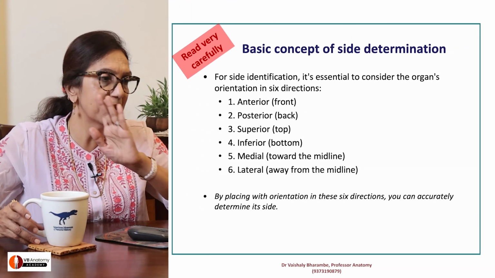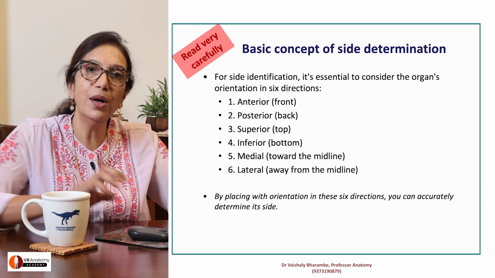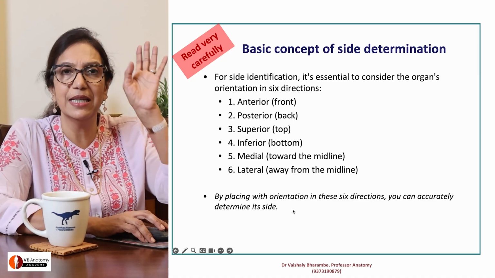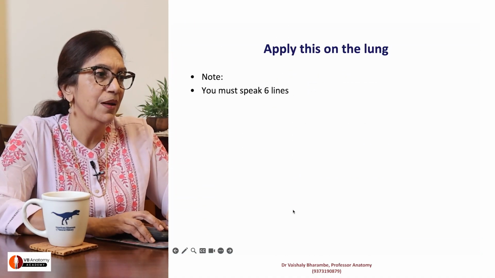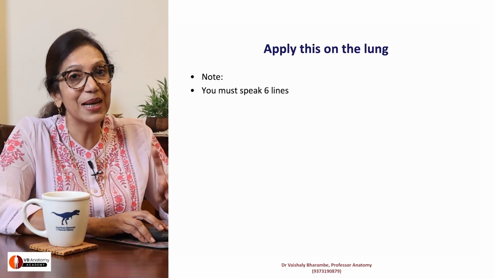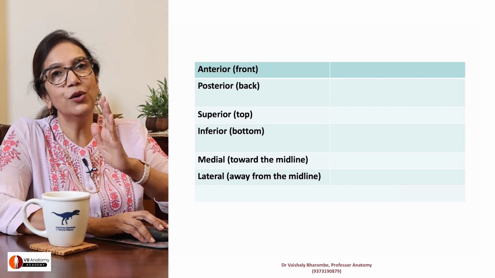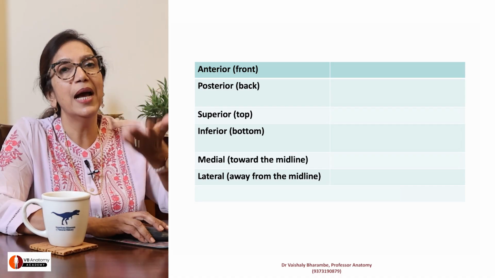So it has 6 directions. When you are side identifying the lung, you must speak 6 lines. Please remember this. If you do not do this, you are going to lose marks and make mistakes. You must speak 6 lines. I am telling you again. Right. So which part of the lung are you going to put anteriorly?